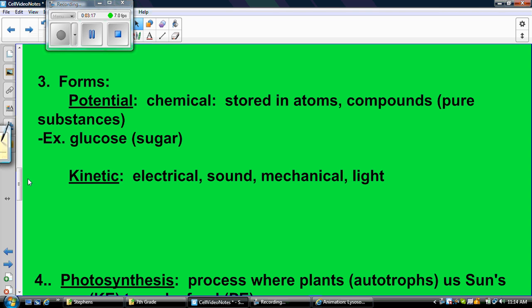Now, kinetic energy is what we're converting to. We're going to take that stored chemical energy and we might convert it into mechanical energy, light energy, sound energy, electrical energy. These are all types of energy that create motion. When we specifically talk about photosynthesis, plants are going to be taking light energy, which is kinetic, and converting that into chemical energy, the sugar, for the plant cell.